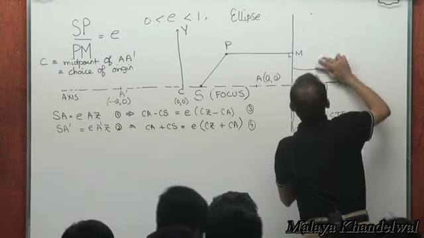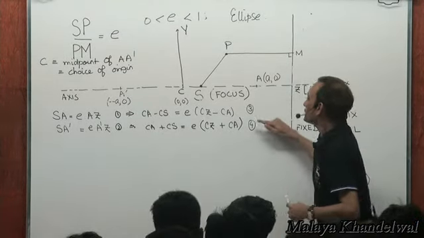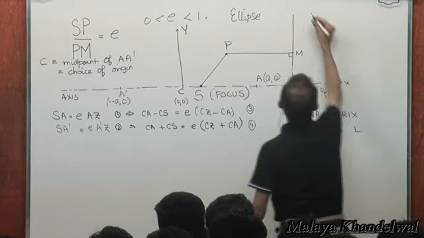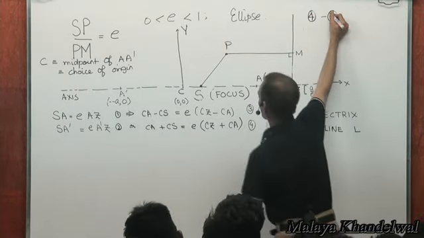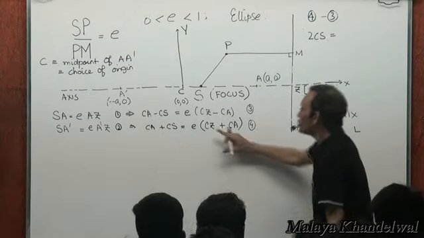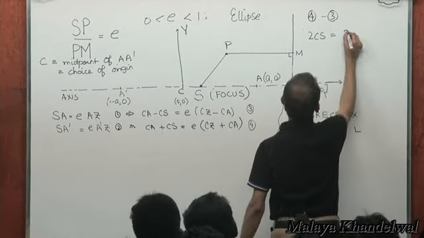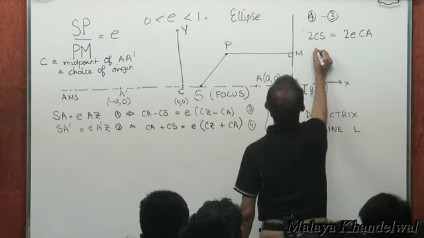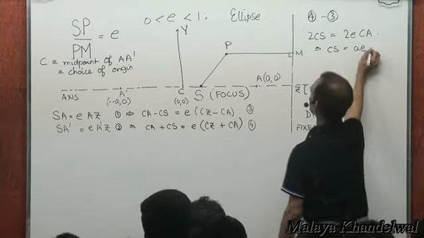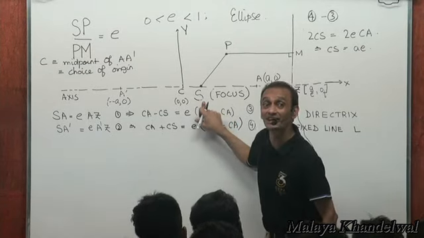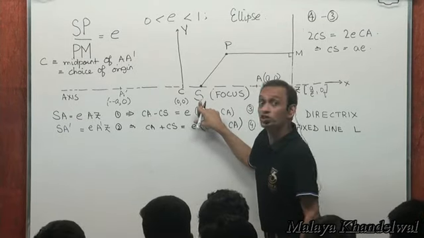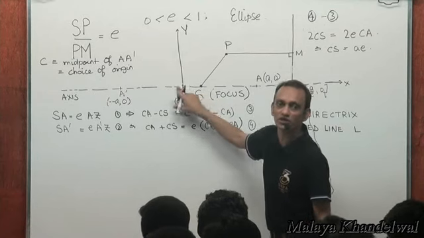Now, if I do a 4 minus 3 minus 3, then I get 2CS is 2ECA, which means CS is E into CA, but CA is A, so that makes it AE. Look, CS is AE, E is a number less than 1, so CS would be less than A, and since it's positive, it must be to the right of C.